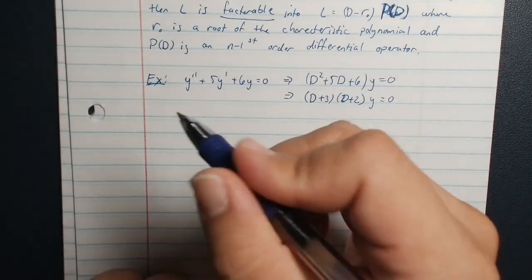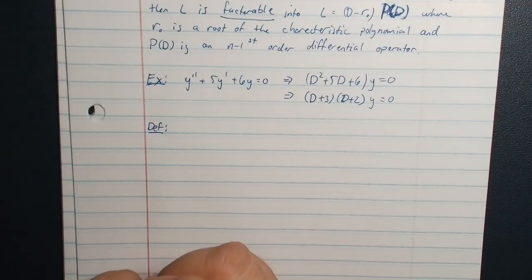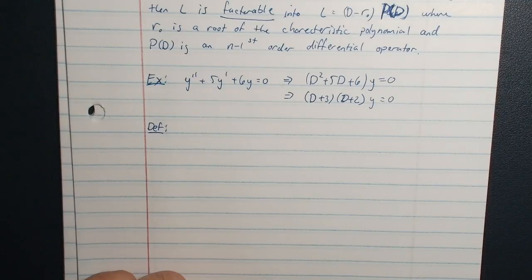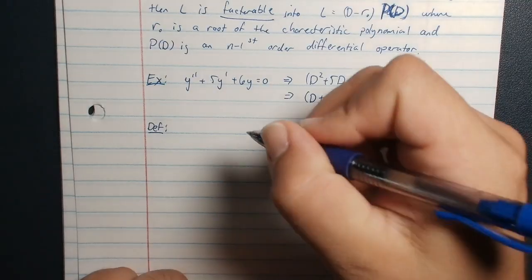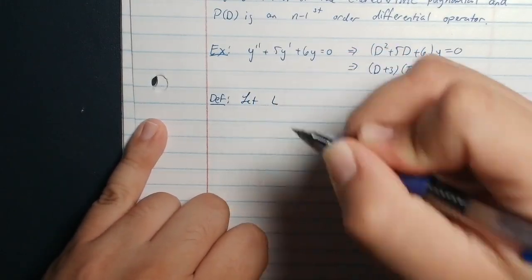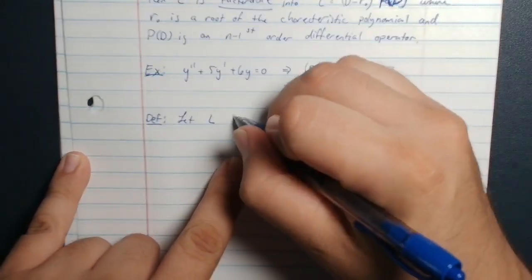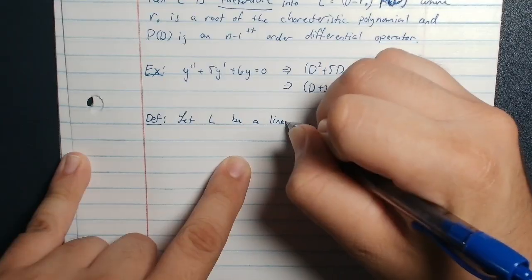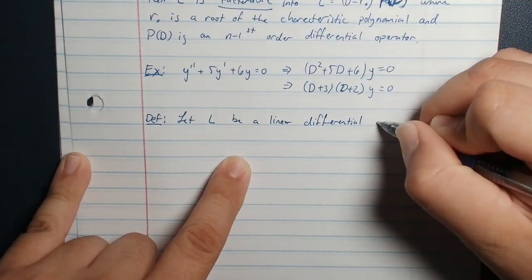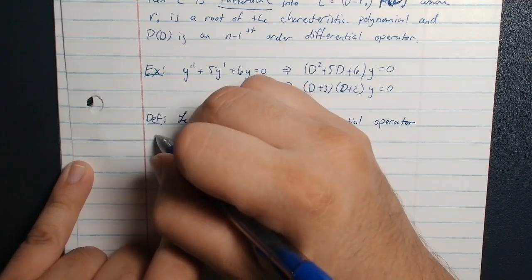Okay. All right, so now that we have the idea of what it means to factor an operator, let's go ahead and define the main object of interest to us, and that is, let's look at what an annihilator is. So let L be a linear differential operator, same as what we've been seeing up here, with, again, constant coefficients.